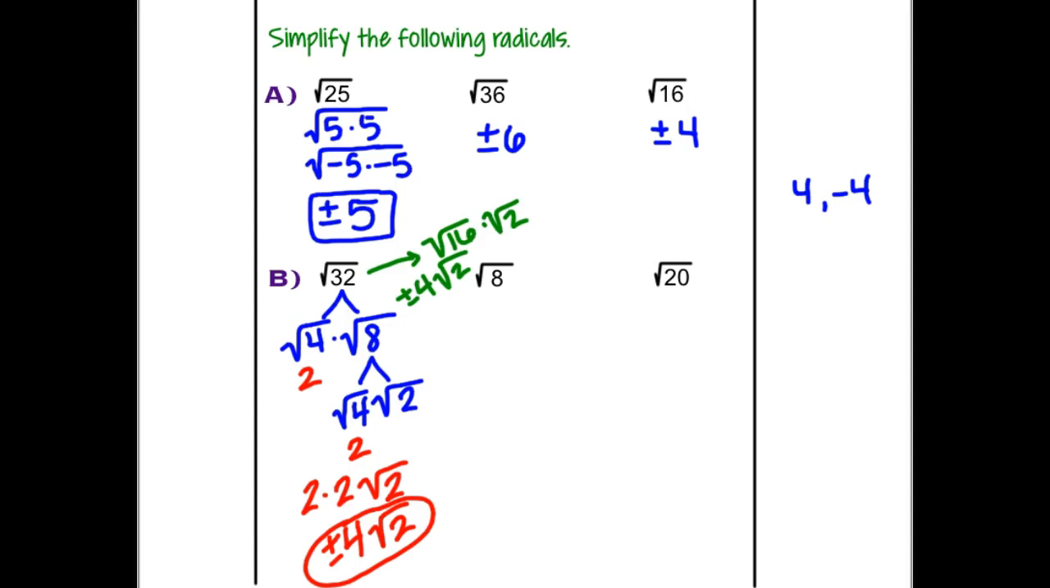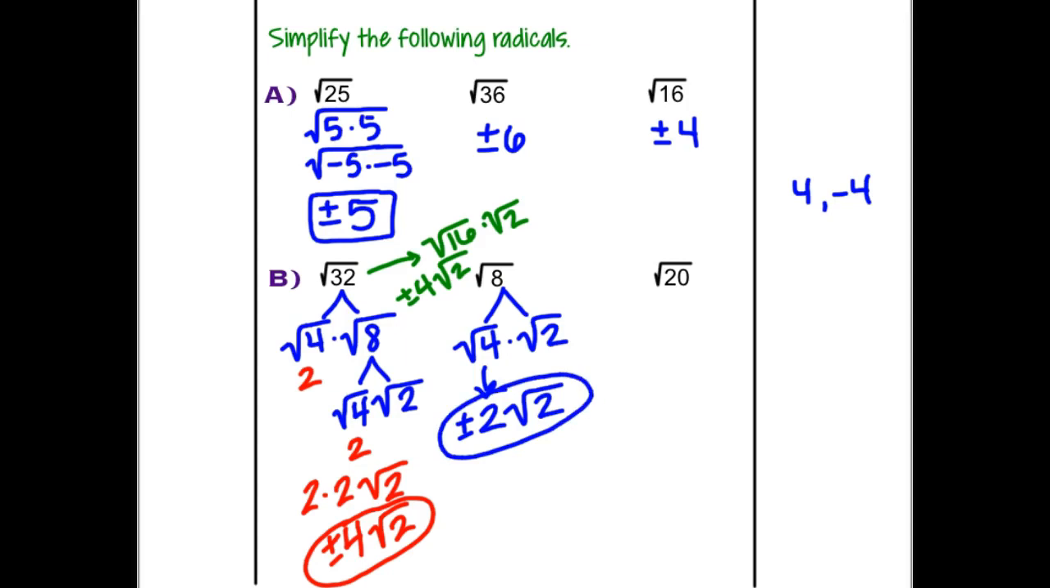We've already done 8, so 8 breaks into square root of 4 times the square root of 2. And when you're breaking these up, please put your radicals over the numbers. Don't say that square root of 8 breaks into 4 times 2, because that is not correct. Square root of 4 is 2. Square root of 2 is messy, so we leave it as square root of 2. Stick your plus or minus out front. 20 breaks into the square root of 4 times the square root of 5. Square root of 4 is 2 times the square root of 5. It's not too terribly difficult.